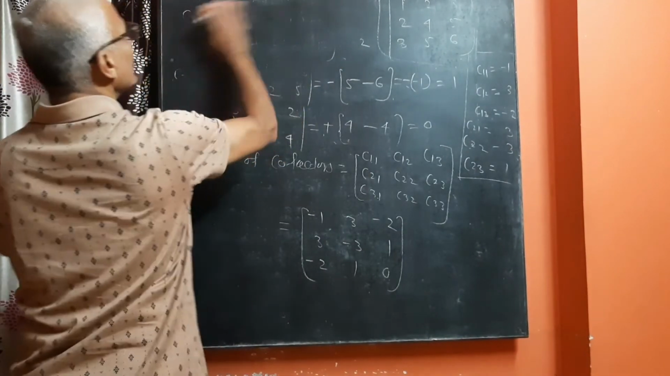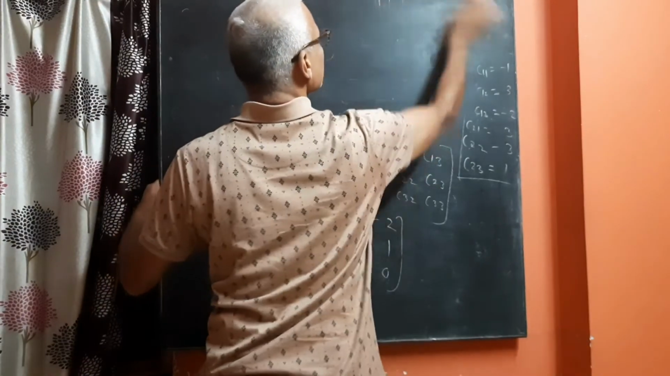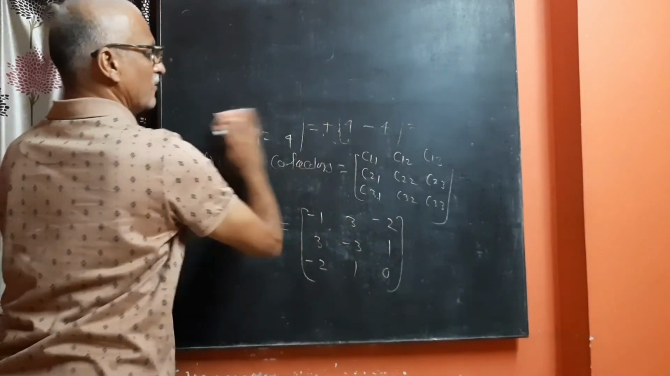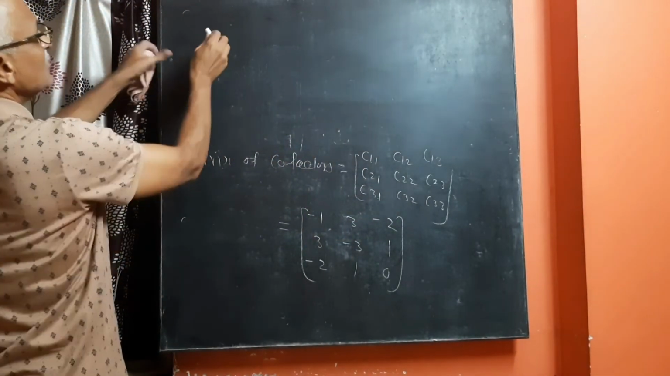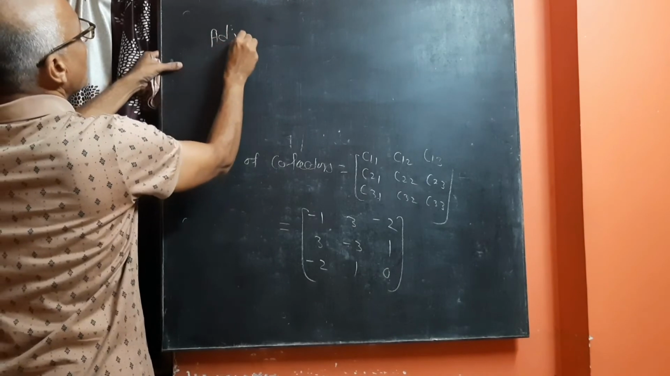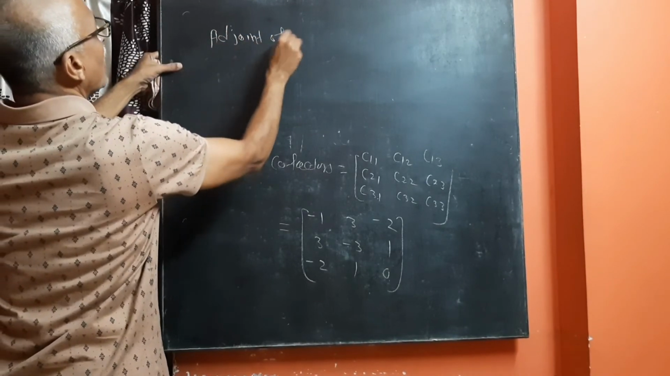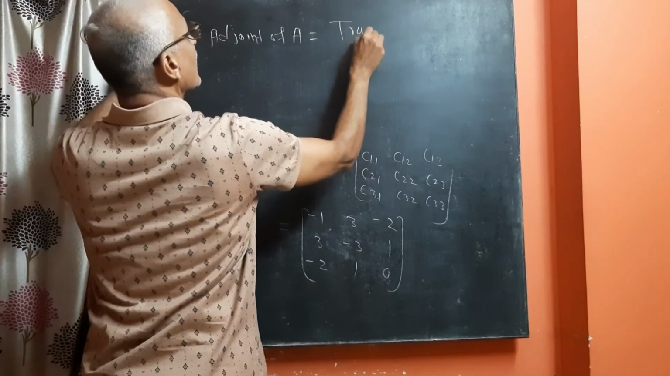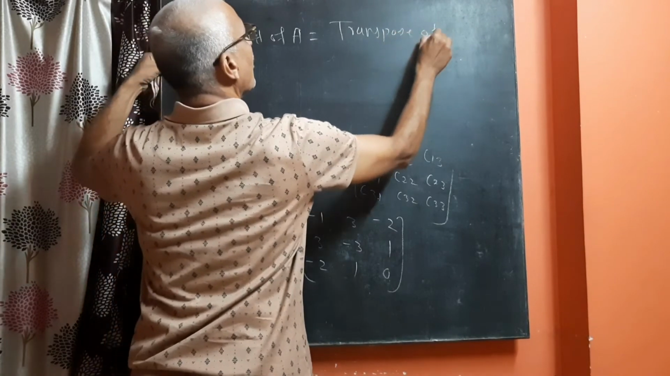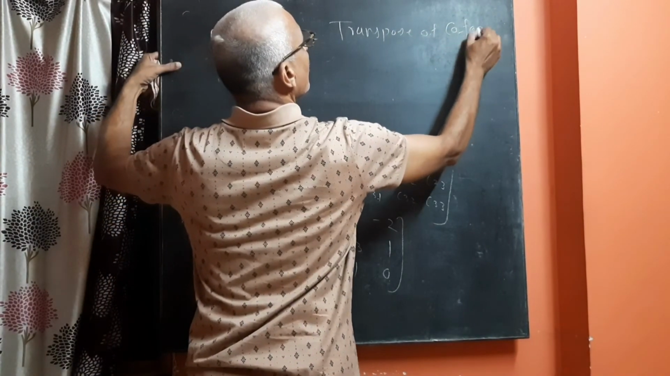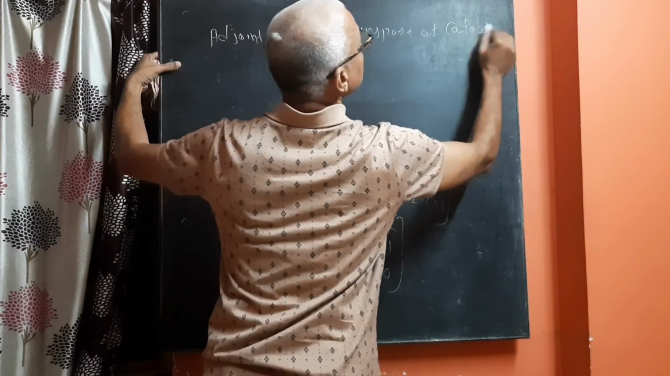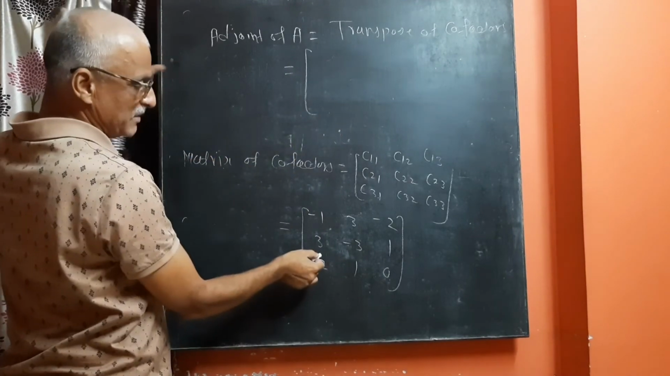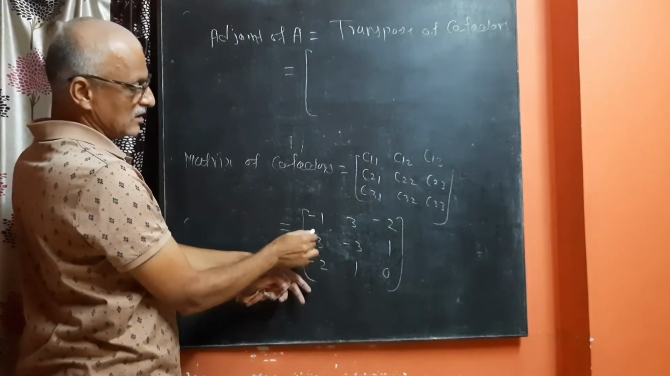Then we have to find out the adjoint. What is adjoint? Adjoint is nothing but the transpose of cofactors. So therefore adjoint of A is equals to transpose of cofactors, which is equals to now transpose of this matrix.